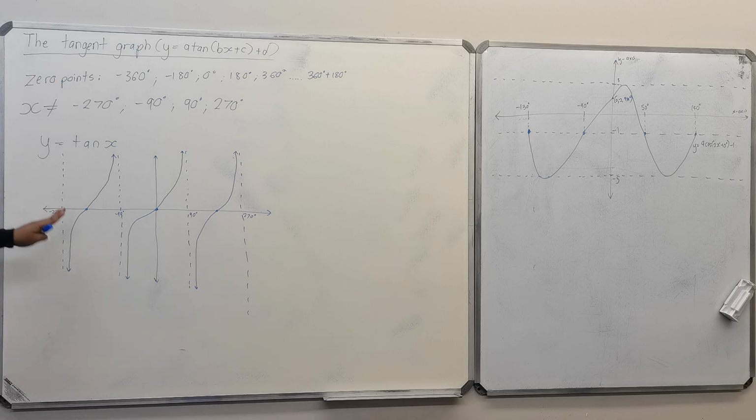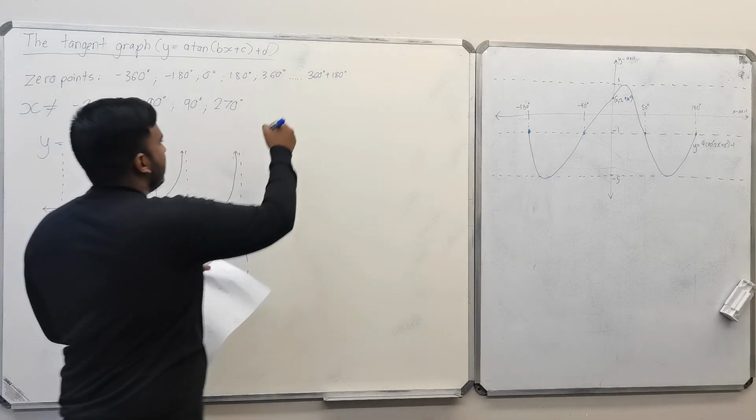Okay, let's do it. So you understand how a general tan graph would look. Let's do an example, right?